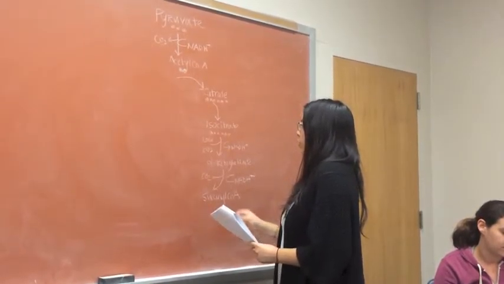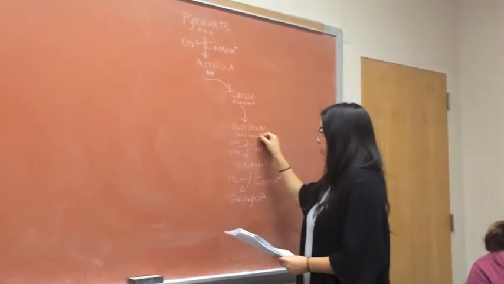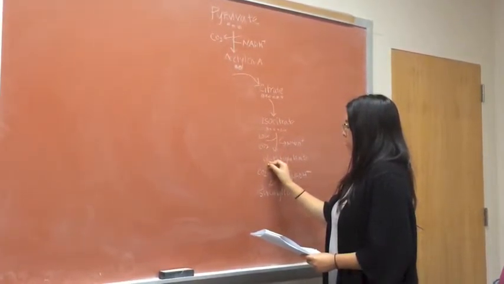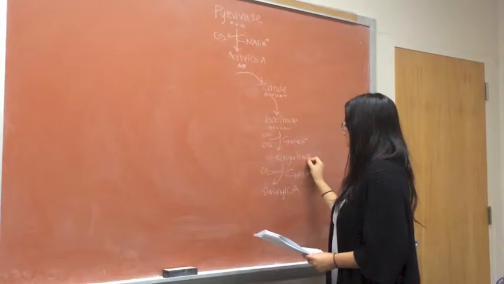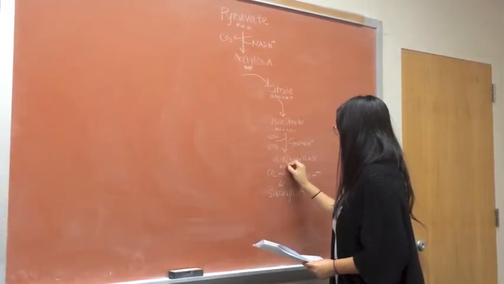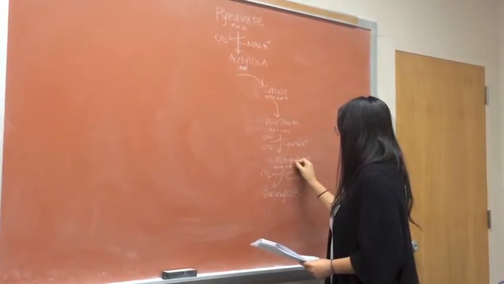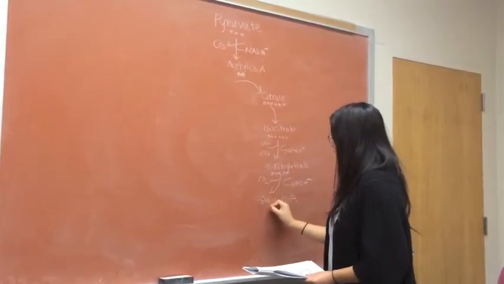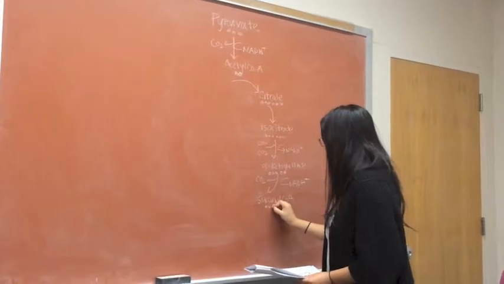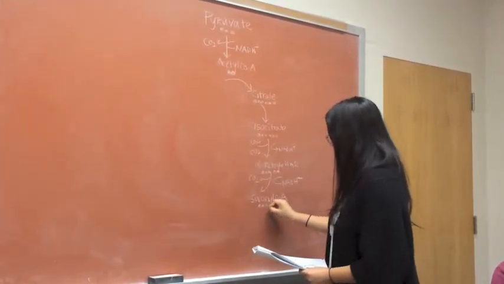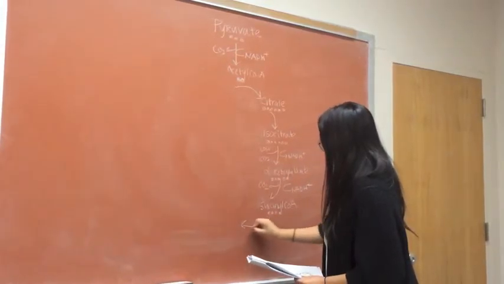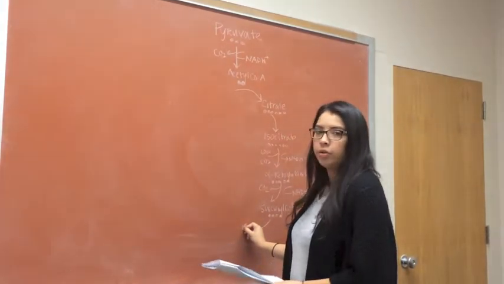Okay, so going from isocitrate, 6 carbons, to losing a CO2, we have now alpha ketoglutarate with 5 carbons. On its way to becoming succinyl-CoA, we lose another carbon, and succinyl-CoA has 4 carbons. This process happens again when succinyl-CoA is converted to succinate.